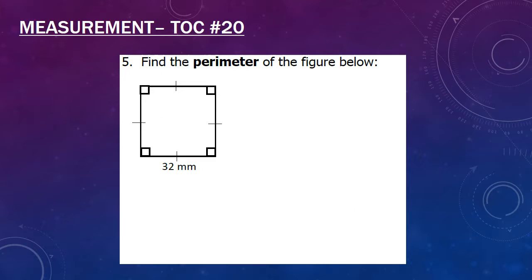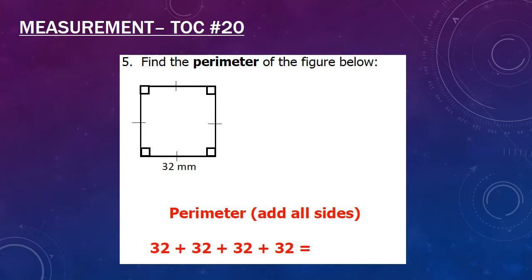Here is a square example. Now, what do you do when they only give you one measurement and you have to know the perimeter of all 4 sides? There is a perimeter formula, but since this is a square, we just study quadrilaterals. On a quadrilateral, or a square, all 4 sides are the same. So add up all the sides, I get 32 plus 32 plus 32 plus 32.